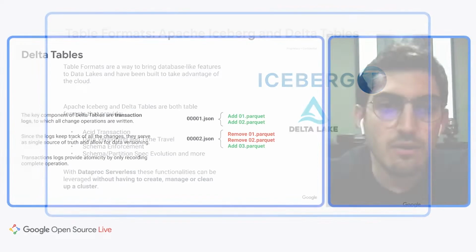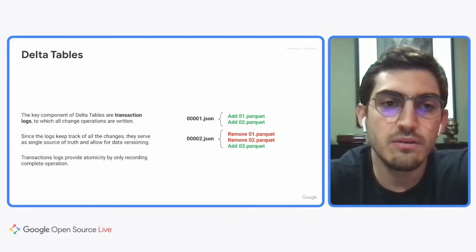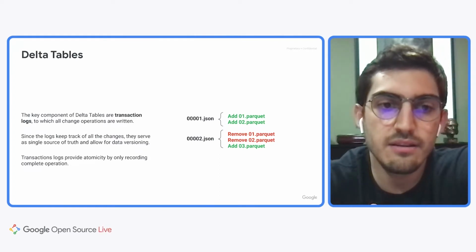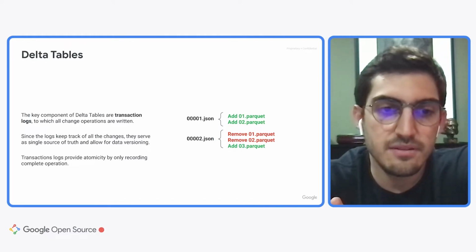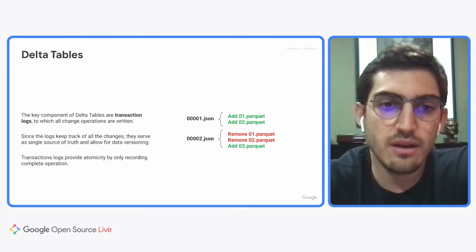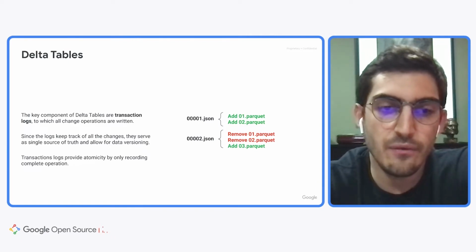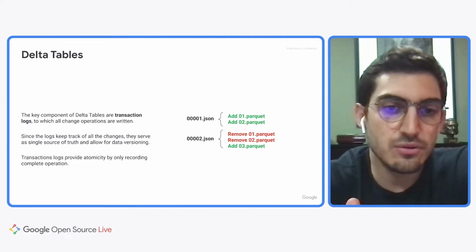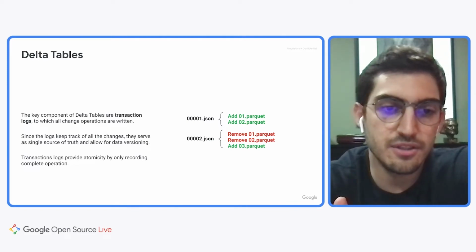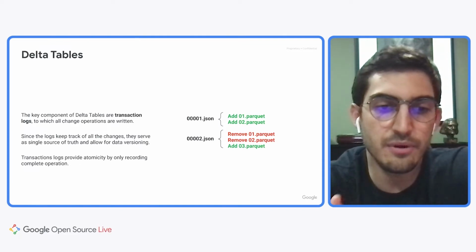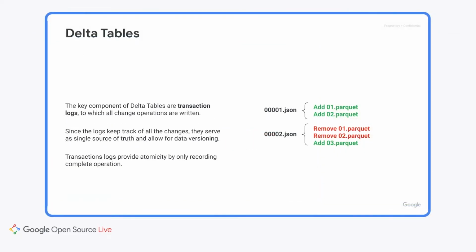So now let's talk a little bit more in detail about Delta tables. The key component to understanding Delta tables are the transaction logs. That's where the magic happens. These transaction logs keep track of every change, every operation over your data lake. This allows you to have a single source of truth. It also allows for data versioning. And since transaction logs are only written for complete operations, you also get atomicity.